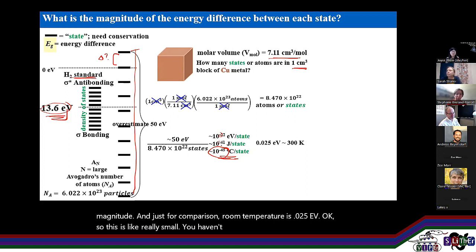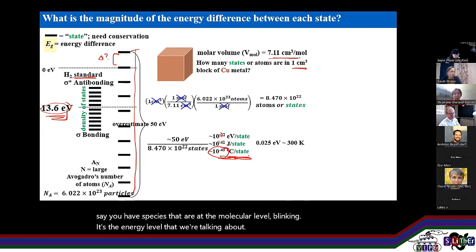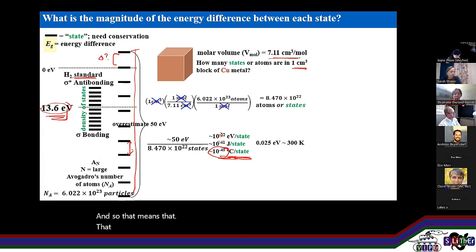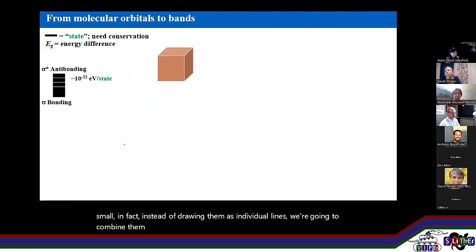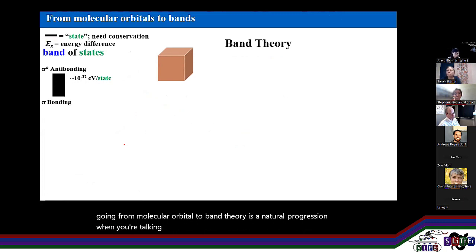If you have species at the molecular level blinking, that's the energy level we're talking about. And so the energy difference between these states is so small. In fact, instead of drawing them as individual lines, we're going to combine them all into what is called a band of states instead. And this is when we move on to band theory. Going from molecular orbital to band theory is a natural progression when you're talking about species with so many atoms in the solid state.